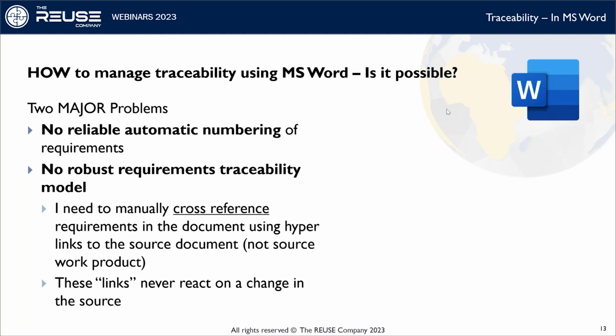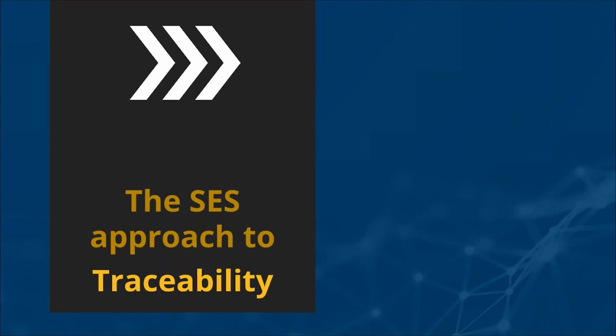Any change on either side of the trace will not be detected. So it's just a reference link, and you can click on it and get to the other document and to the traced information, but you have no idea if it has changed or not. So it's actually quite useless. So, our approach to traceability then.